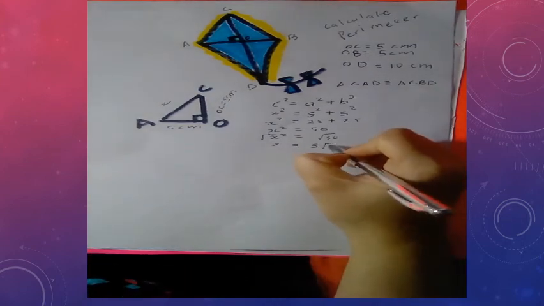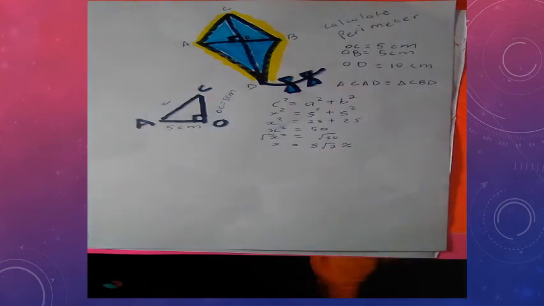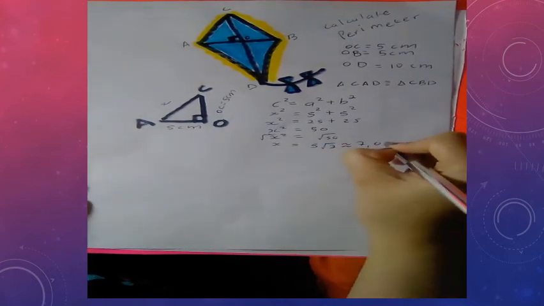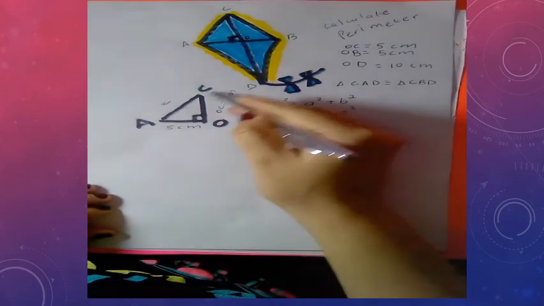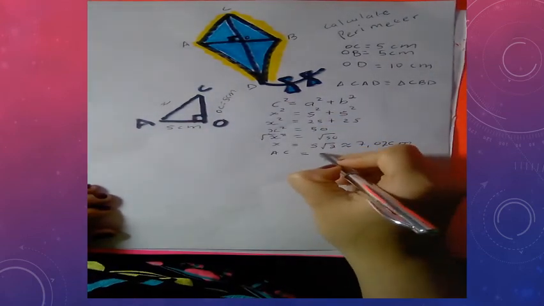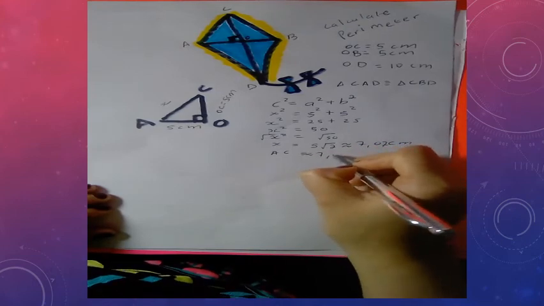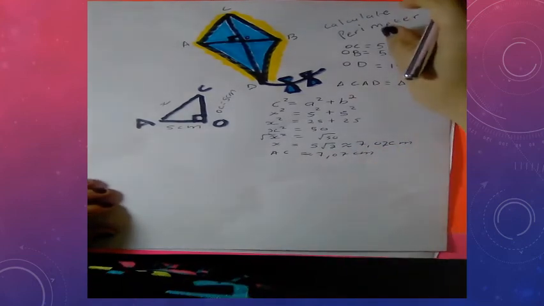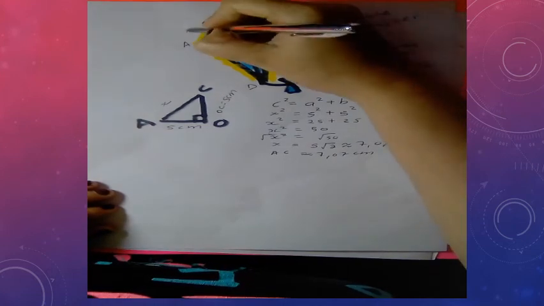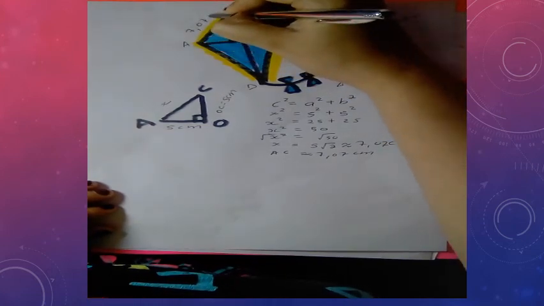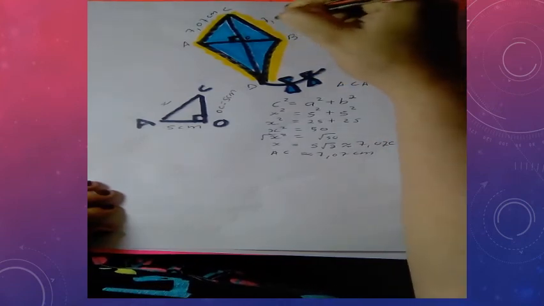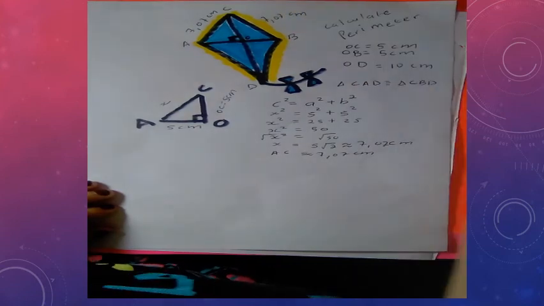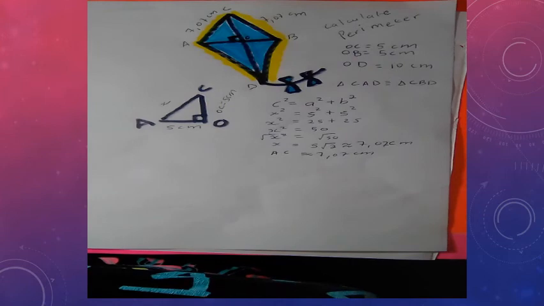5 square root 2, which is approximately equal to 7.07 centimeters. So now we've calculated AC, because X is the same as AC, which is approximately 7.07 centimeters. So we've got AC being 7.07 centimeters, and on the other side CB will then also be 7.07 centimeters, considering the properties of a kite.